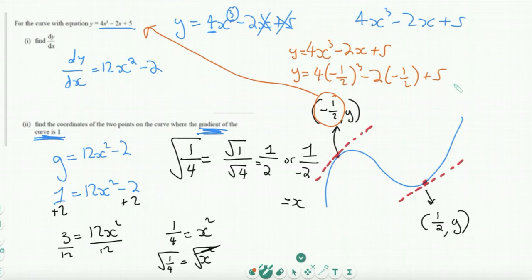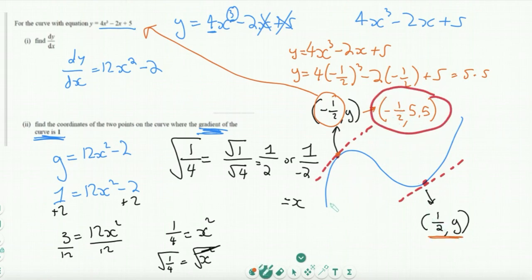Our y coordinate, this makes 5.5. So this point here has a coordinate of negative 1/2, 5.5. So that's our first answer. And we'll do the exact same thing to this coordinate here. So, oh boy.